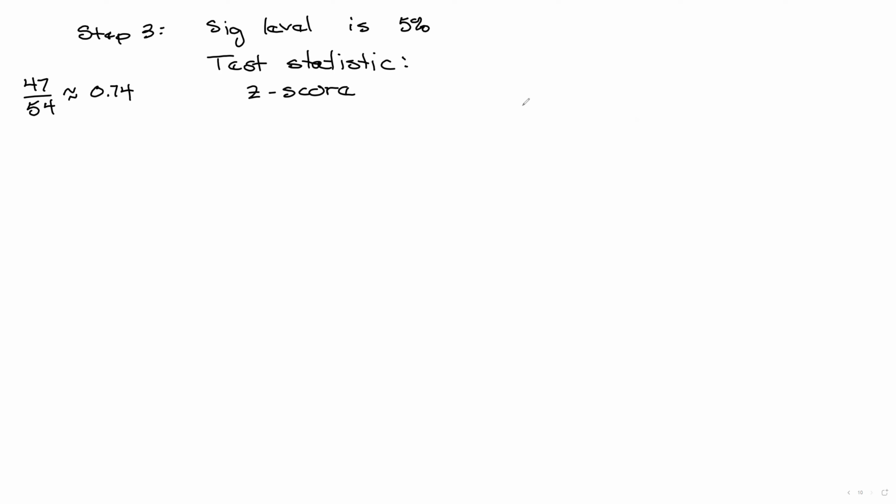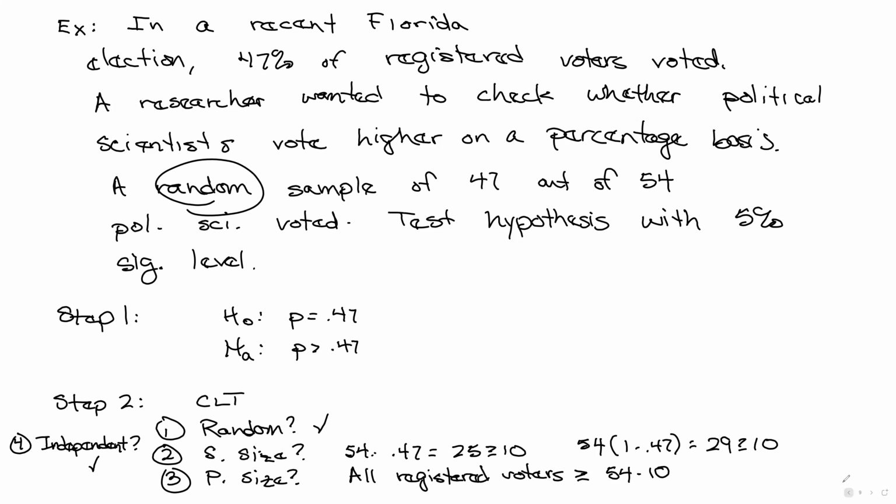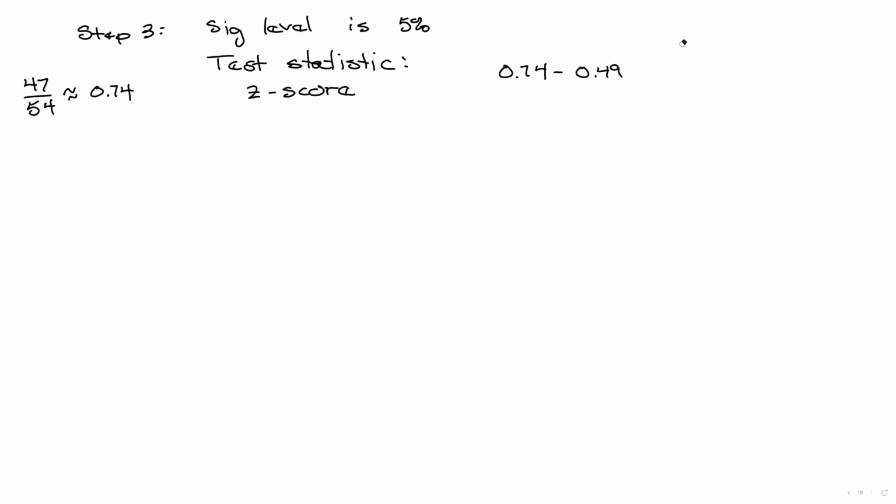All right, and then from there we can do 0.74 minus 0.47, was it 49 or 47? 47. Divided by the square root of 0.47 times 1 minus 0.47 over 54. You do the number crunching with a calculator, and you're going to get 3.975. At least that's what I got, 3.975.